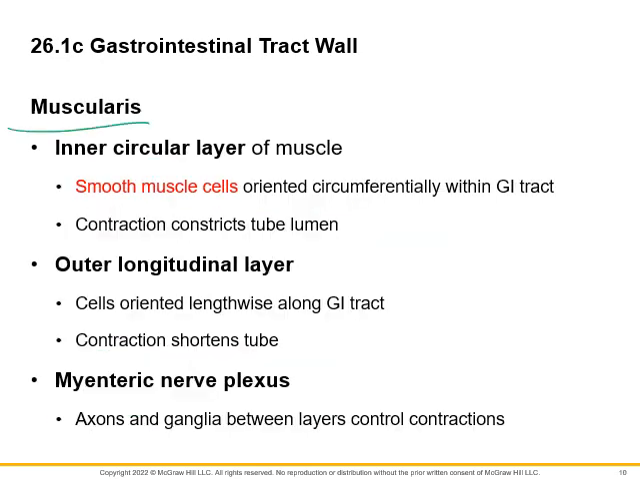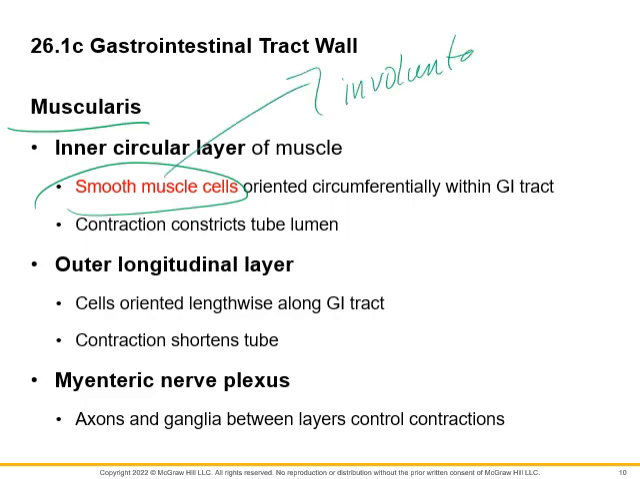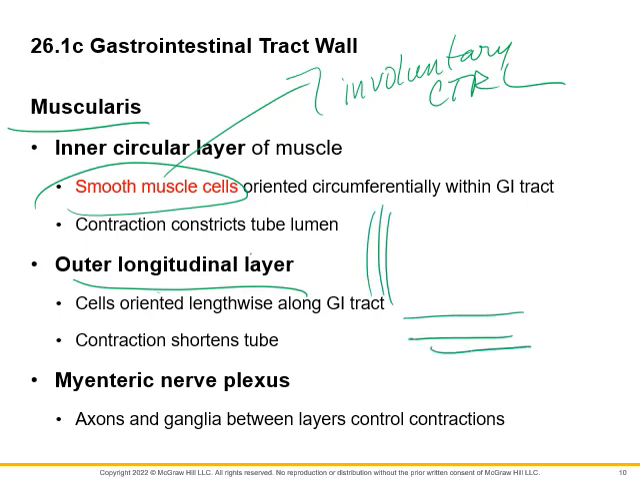This muscularis layer, this is smooth muscle. If I say smooth muscle, hopefully we're thinking involuntary control. There's an outer layer. That was kind of what I pointed out, that some are going lengthwise and some are going widthwise.